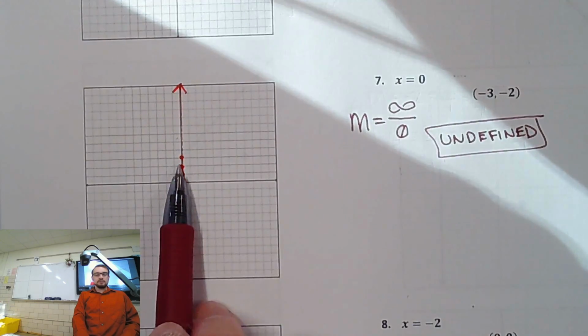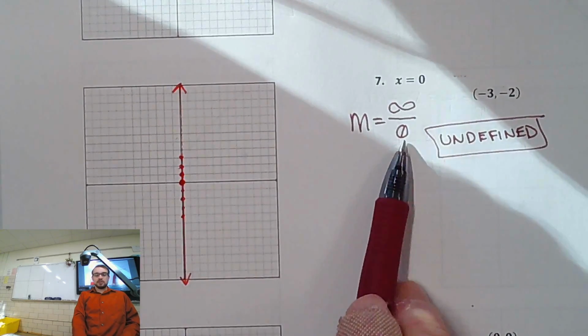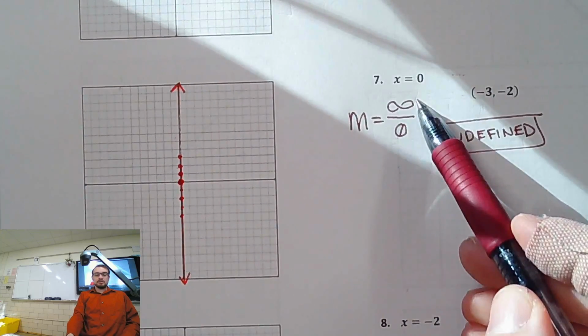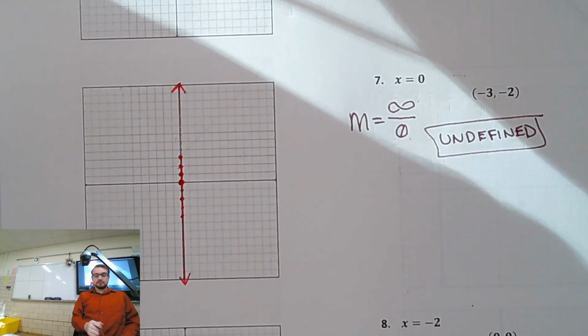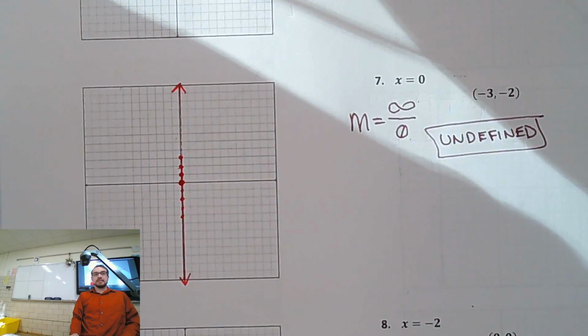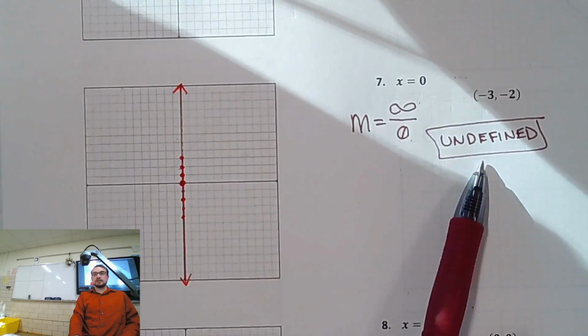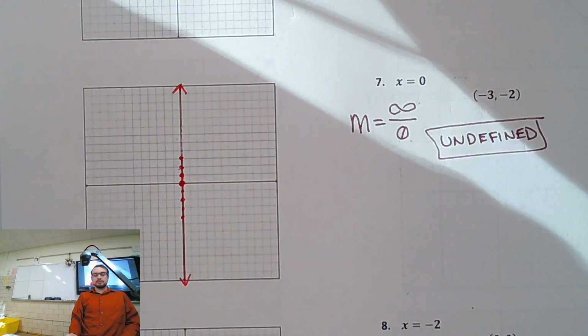We go up a certain amount, and then we don't go to the right at all. That's what this means. Our rise over our run. No run. Just straight up. It's as steep as could possibly be. Infinite steepness, infinite slope, undefined. Infinity is not a number.